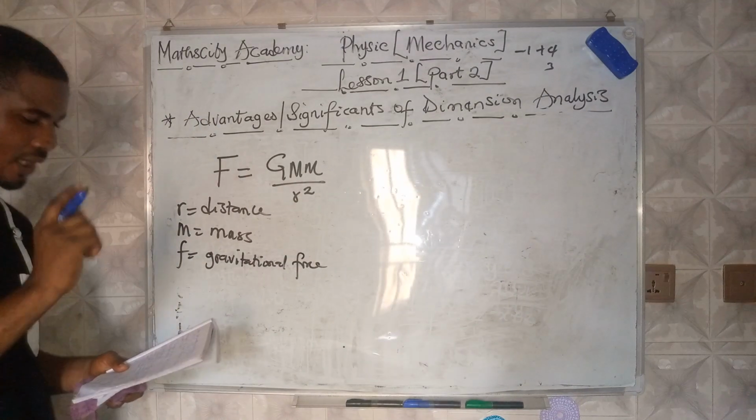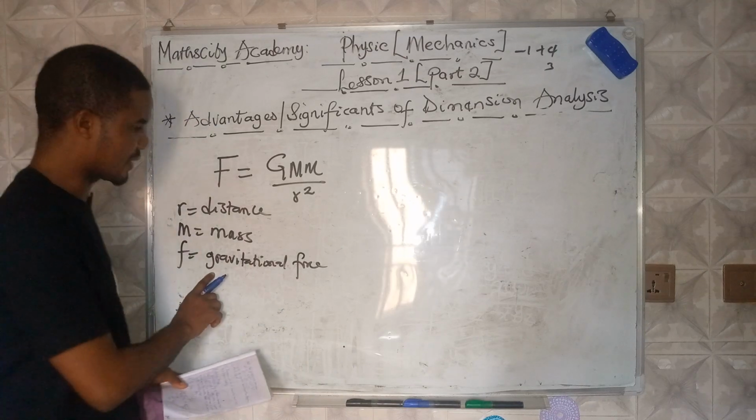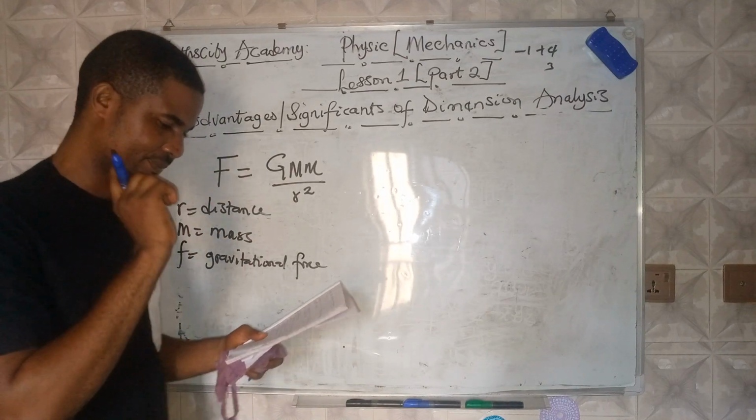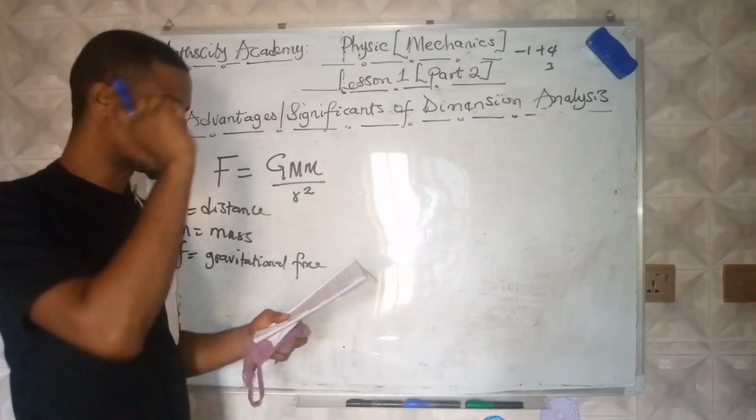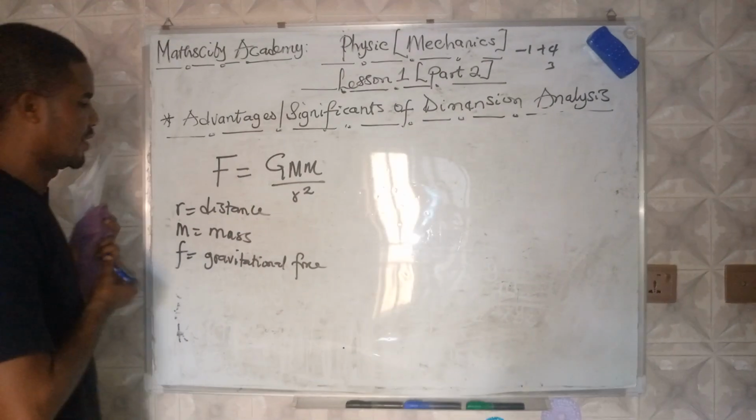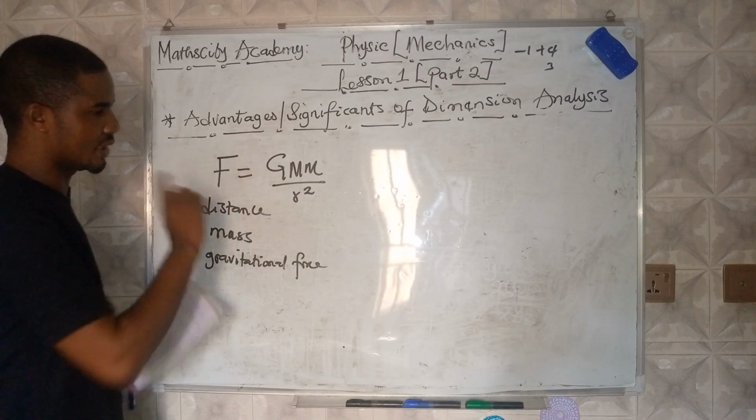So they say the gravitational force of attraction. So F is the gravitational force of attraction. Now the question says, obtain the unit of G using dimensional analysis.